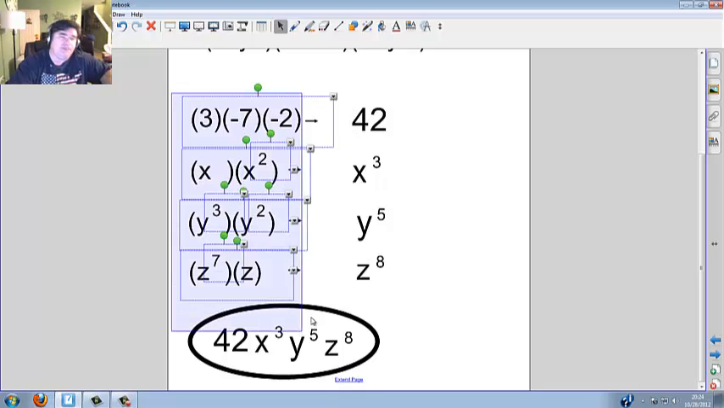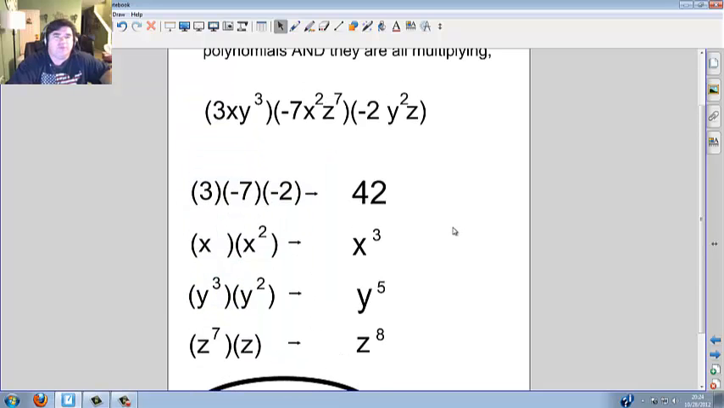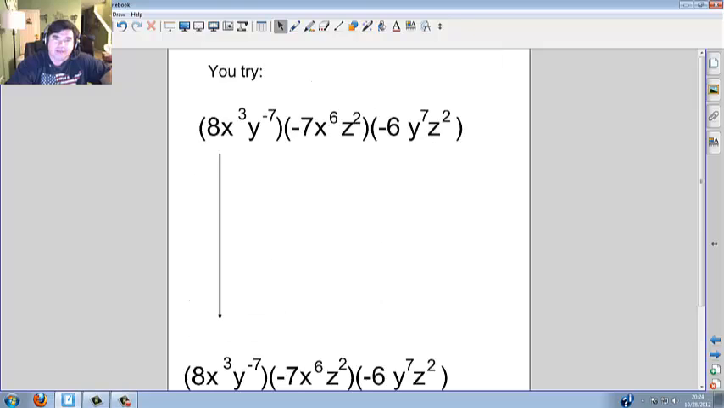Do you have to do it this way? No, but I really prefer just to do one step at a time. It makes life so much easier. A little longer to write, but much easier to do. You try, go ahead. Well, see how you did.